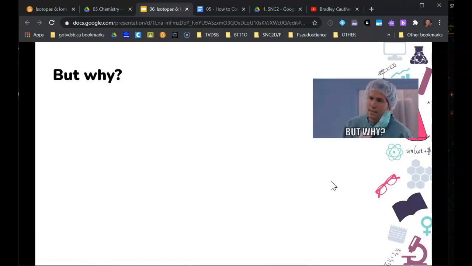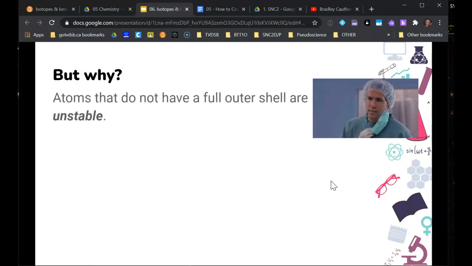So now the question is, well, why? Why is this important? Why does this happen? And it comes down to being stable. Atoms that do not have a full outer shell are unstable. Remember, we've just finished looking at the periodic table. We've looked at patterns on it. We've looked at Bohr-Rutherford diagrams. We looked at Lewis dot diagrams.